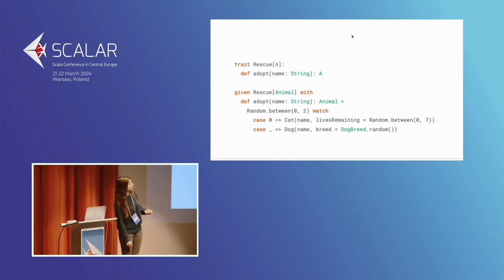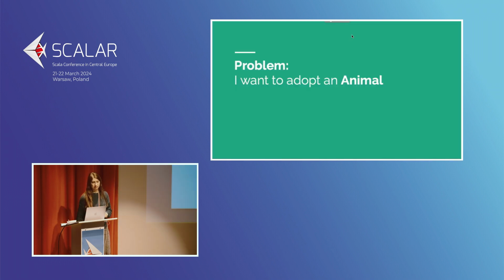You could also imagine defining an instance of rescue for our parent type animal. And in this case, I've added an extra layer of randomness because if you look at the signature, adopt here really returns you an animal. You've no way of knowing whether it's going to be a cat or a dog. So what I've ended up doing is just drawing at random. About half the time, you'll get a cat. About half the time, you'll get a dog. And again, that seems like a fairly sensible implementation. There might be others, but we'll go with this one for now.